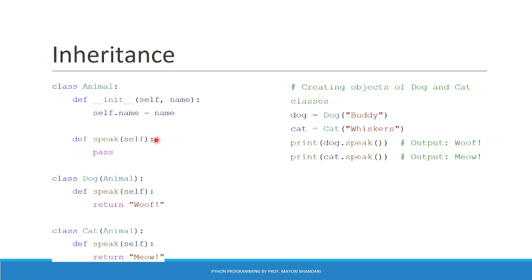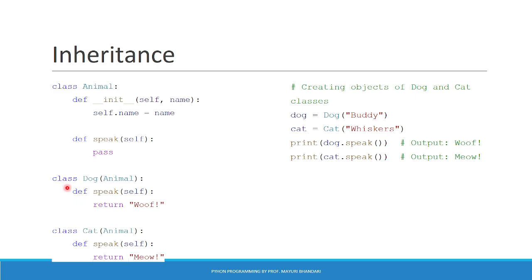Here is an example. Suppose we have an Animal class. Inside Animal we have two methods, init and speak. Init is mandatory for every class. Inside Animal we have defined init and the parameter name that we pass to this init. Then we initialize that parameter inside it, and we have one more method, speak. Inside speak we haven't written anything because we are going to inherit this class.